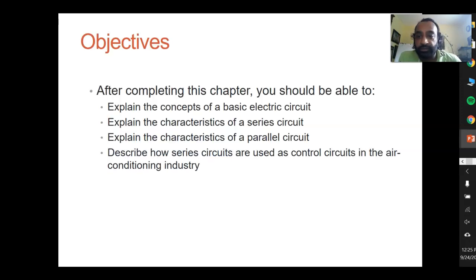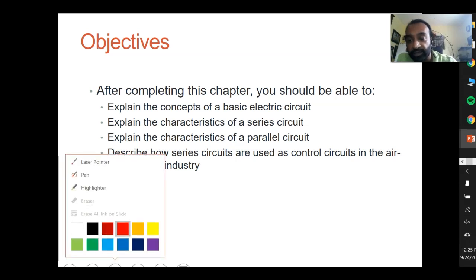Okay, so this chapter will explain the concepts of basic electric circuit. What are the bases for making a circuit? Explain the characteristics of series circuit and also explain the characteristics of parallel circuit. And we'll discuss how series circuits are used in control and why do we need to do that.